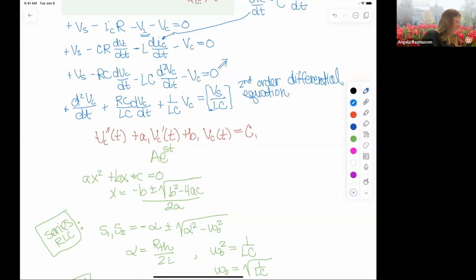Let me go here. Okay, so I left the VS on that left side. So it's VS is equal to, and then this is RC, and I just brought everything else over to the right side.